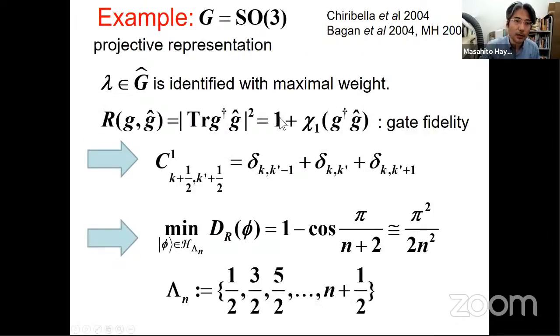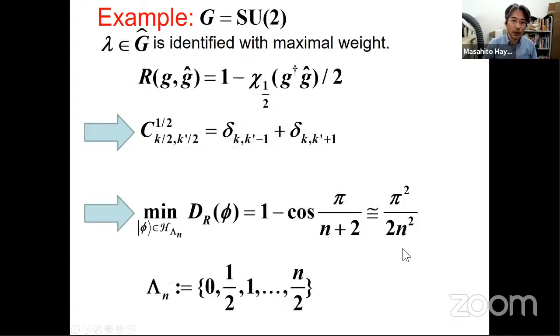This is characteristic. But in the case of SO(3), people often consider projective representation. In the case of projective representation, the support is this one, the half integers. We have only half integers. In that case, we have a similar characterization, and we have this one. And in the case of SU(2), we have a slightly different error function, this one. Then we have a similar characterization in this way.